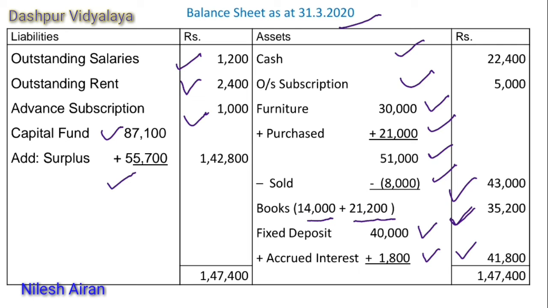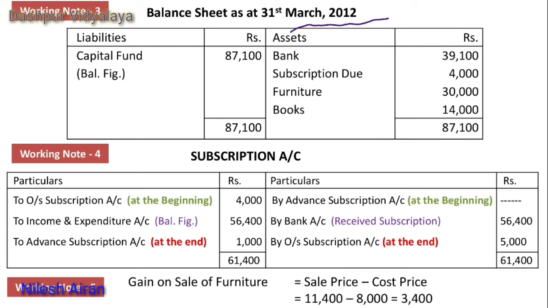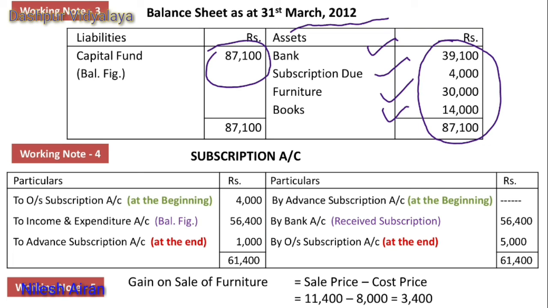The calculation is given after this line. Surplus we have already calculated, 55,700. The total of both the sides of balance sheet will always remain the same. Let's see the calculation of capital fund. To calculate the opening capital, we record first of all opening cash or bank balance, subscription due as on 31st of March 2012, that was 4,000. Furniture we are given 30,000 and books we are given 14,000. There is no liability on that day, so the total of all these assets will be considered as the capital fund. The assets which we have purchased during the year are not included here.